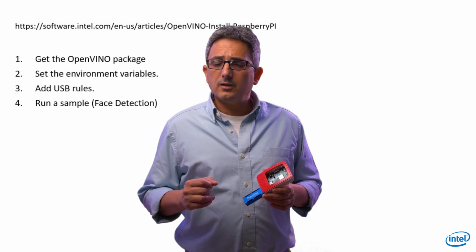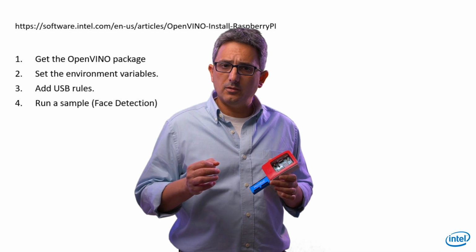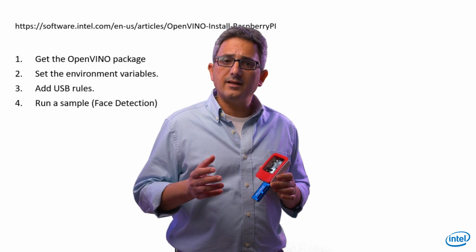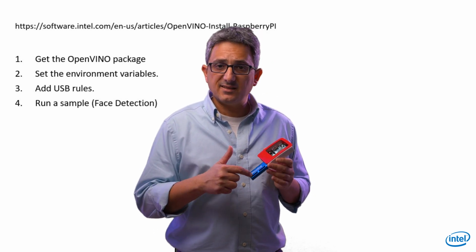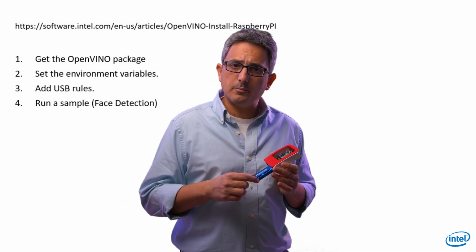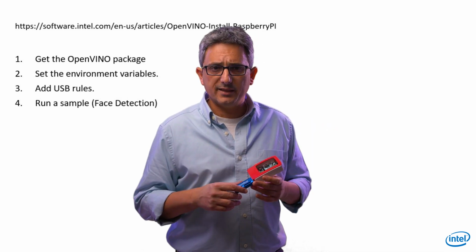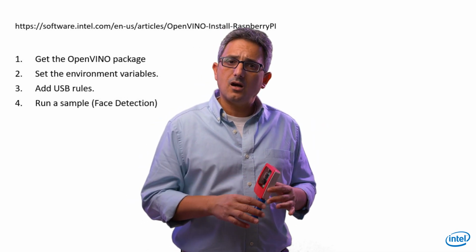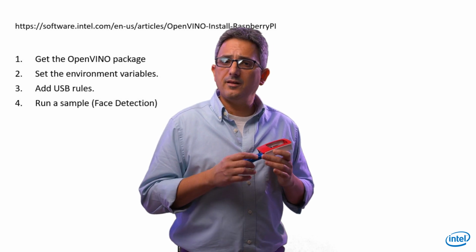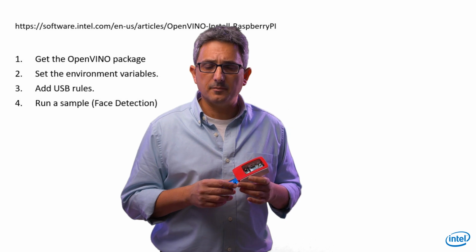Now let's talk about how to get the OpenVINO package, how to set the environment variables and get it to work, how to add USB rules as the NCS is a USB device, and how to run the face detection sample supplied with OpenVINO. But you can choose your own application. All the stages are described in detail in the link, and you can use the transcript to copy-paste them.